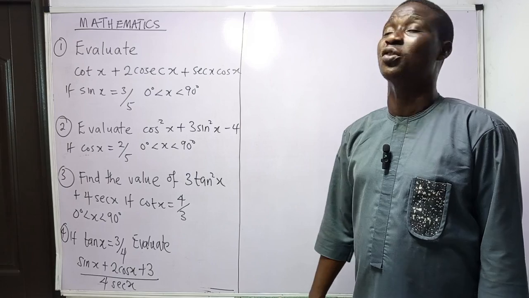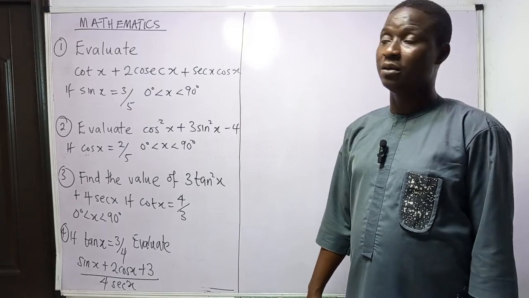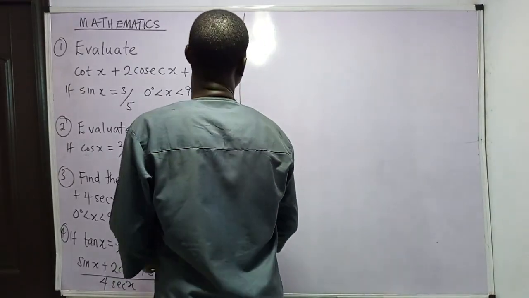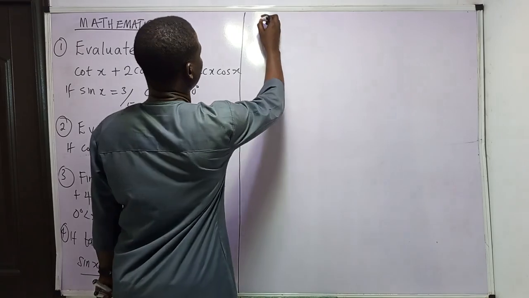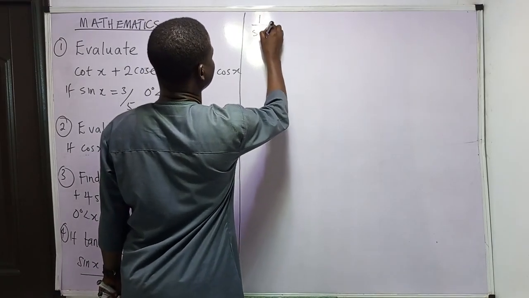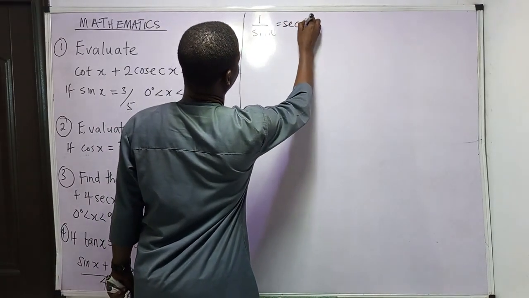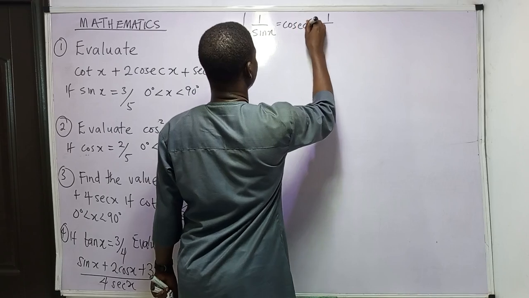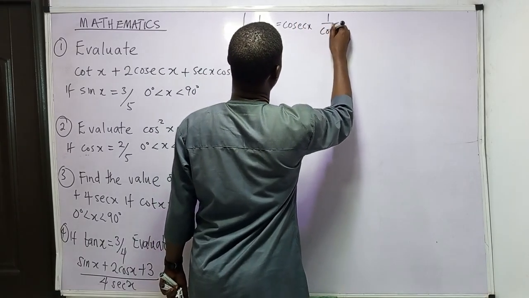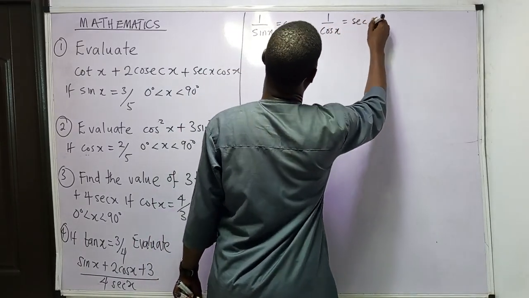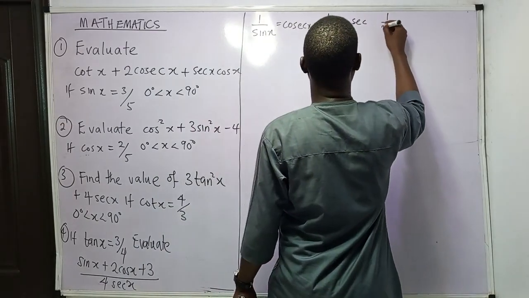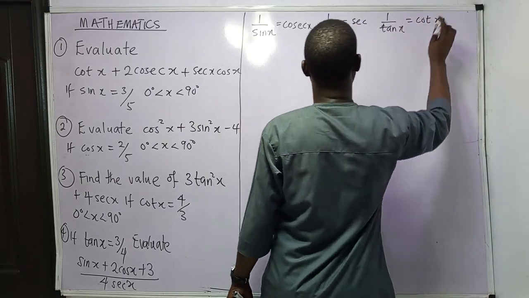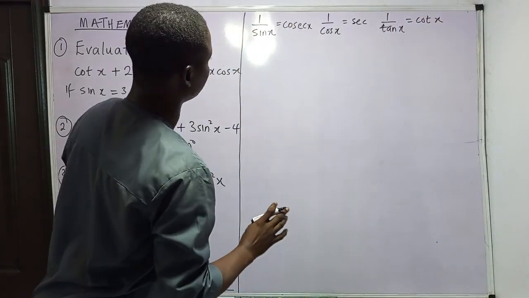It's a likely examination question that has to do with trig functions. Before we go into it, remember that I told you that 1 over sin x is equal to cosec x, 1 over cos x equals sec x, and 1 over tan x is equal to cot x. Once you can remember this, I think you are good to go.